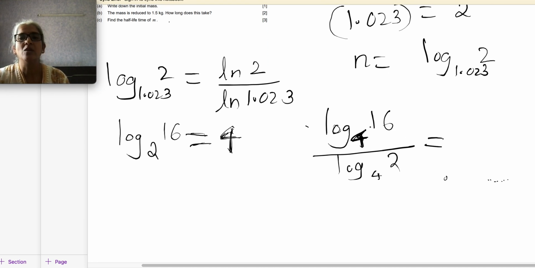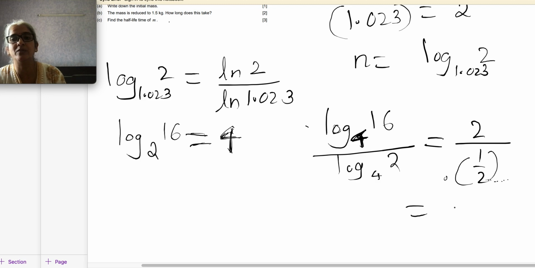Let's check. What is log of 16 to the base 4, which means 4 raised to what is 16? 2. And look at the denominator. 4 raised to what is 2? What should I raise 4 to? Well, the square root of 4 is 2, which means 4 should be raised to half. So the denominator is half, and 2 divided by half is 4, and LHS and RHS are matching, which means the change of base rule is correct.